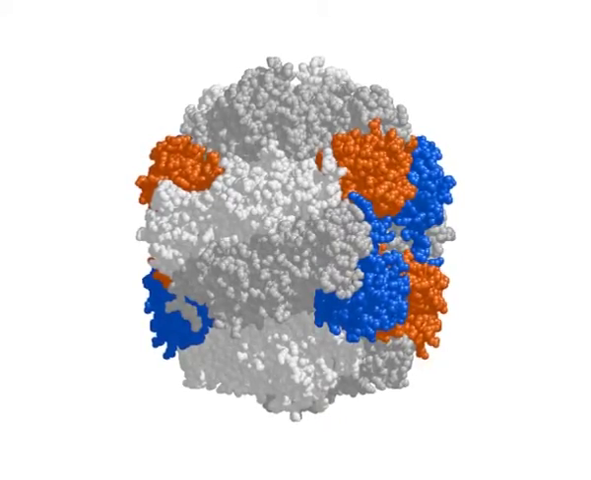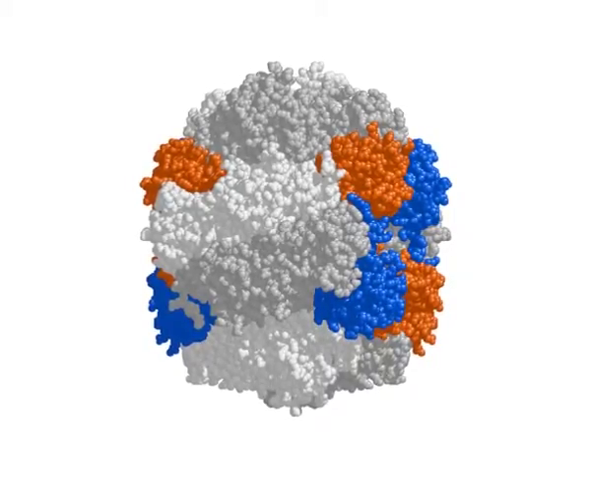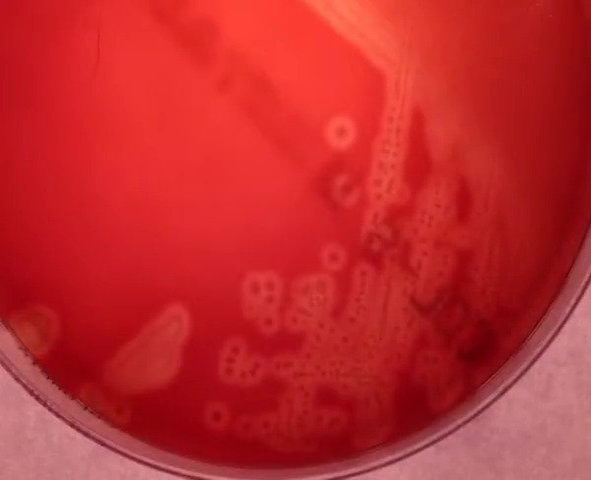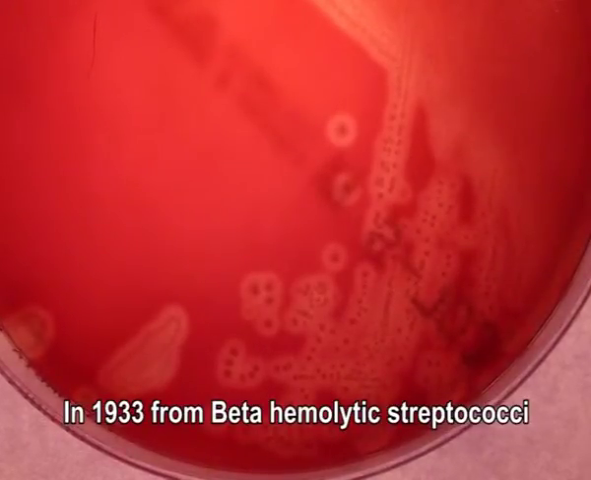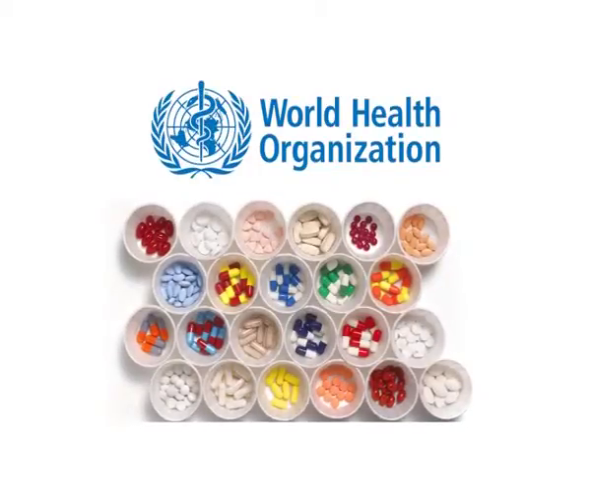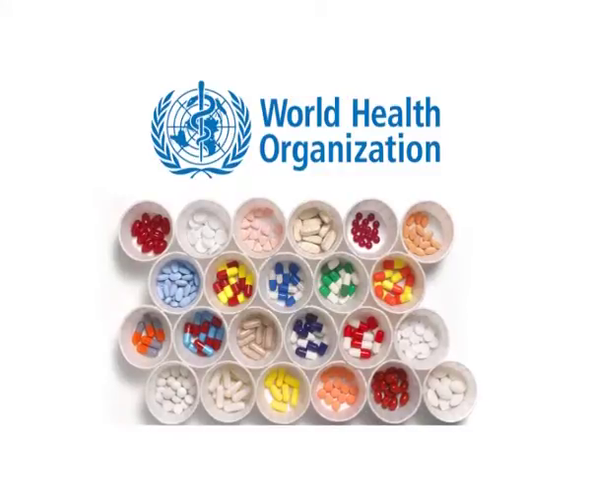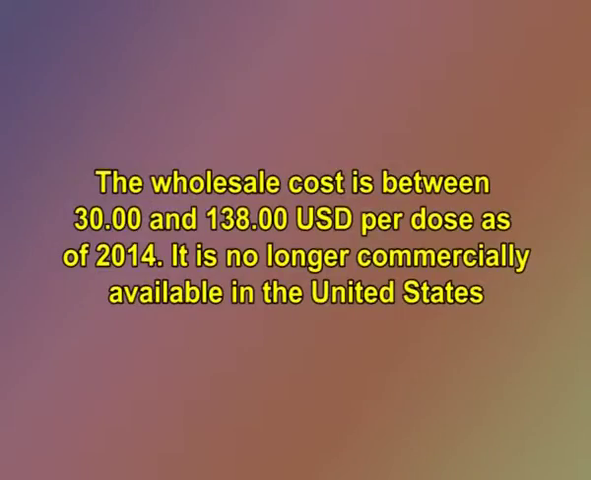Streptokinase is in the antithrombotic family of medications and works by turning on the fibrinolytic system. Streptokinase was discovered in 1933 from beta hemolytic streptococci. It is on the World Health Organization's list of essential medicines, the most important medications needed in a basic health system. The wholesale cost is between $30 to $138 per dose as of 2014. It is no longer commercially available in the United States.